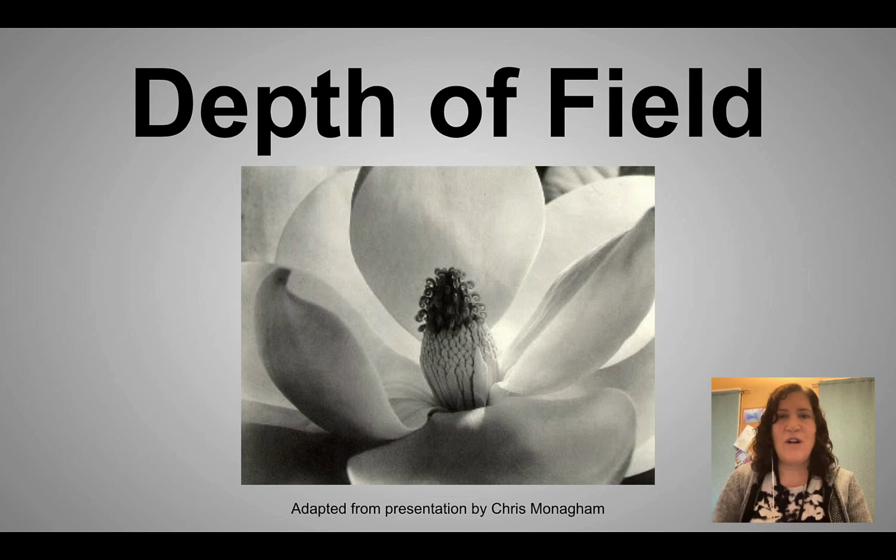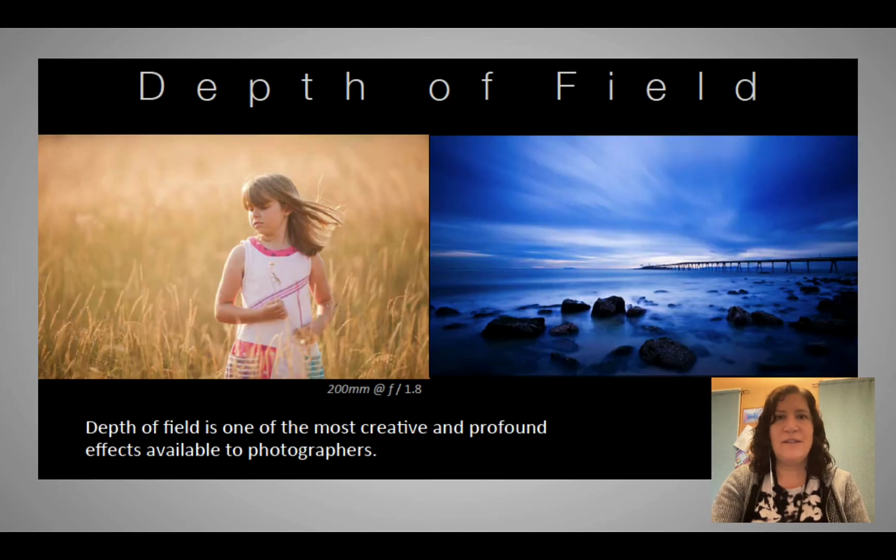Today I'm going to talk to you about one of the most important concepts in photography. It's called depth of field. Depth of field is how much of the photograph is in focus. So on the left-hand side, you can see that the girl is in focus, but the background, the wheat field or the grass, is blurry, and that's called small or shallow depth of field.